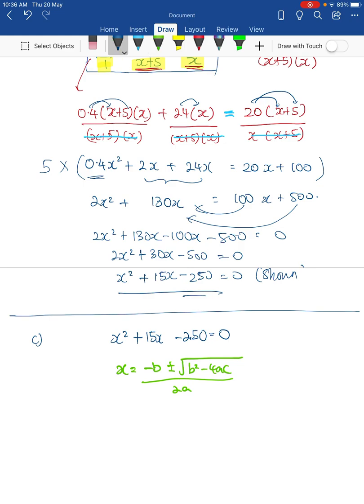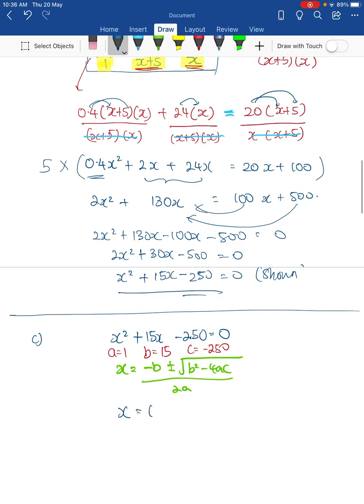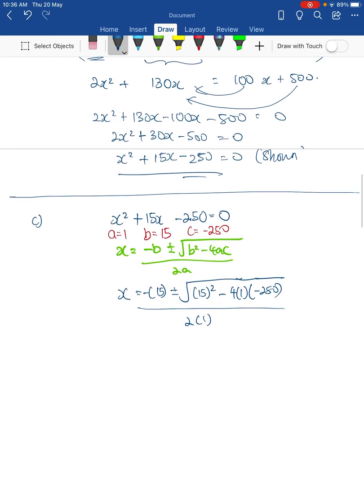What we need to do next is sub in the values. In this case, a is 1, b is 15, c is minus 250. We just sub in these 3 values, and must show it in the working. Minus 15 plus minus square root of 15 squared minus 4ac, which is minus 250, over 2a.